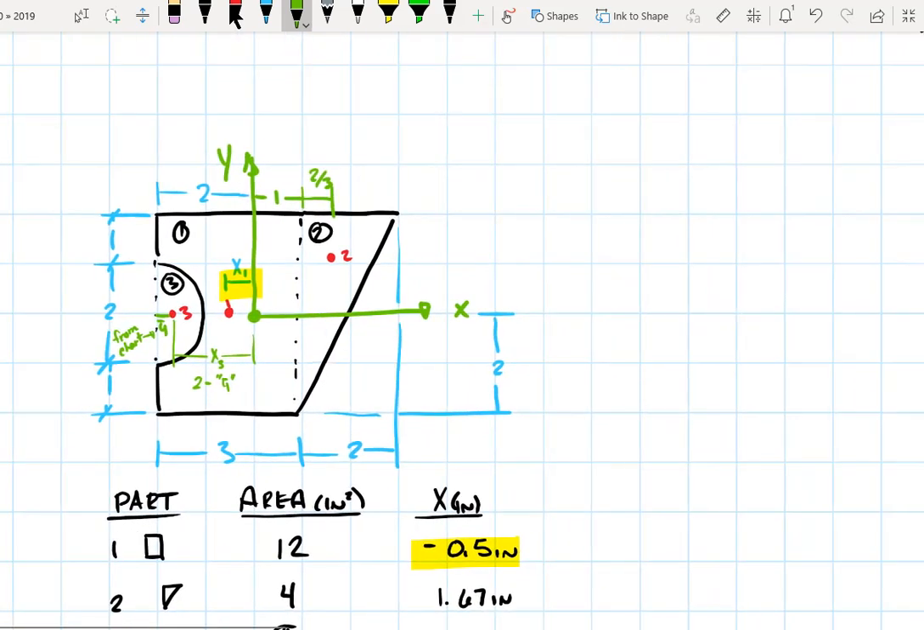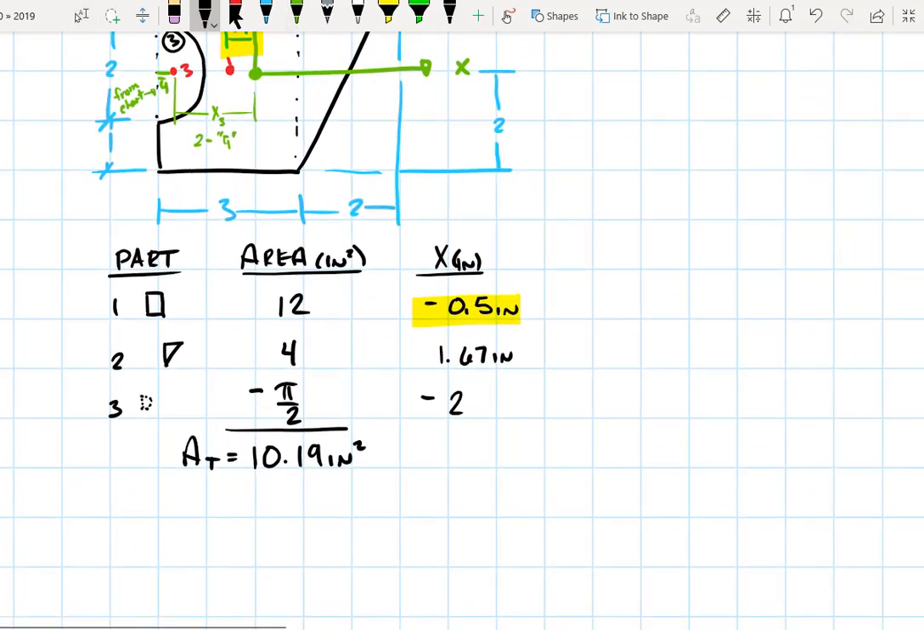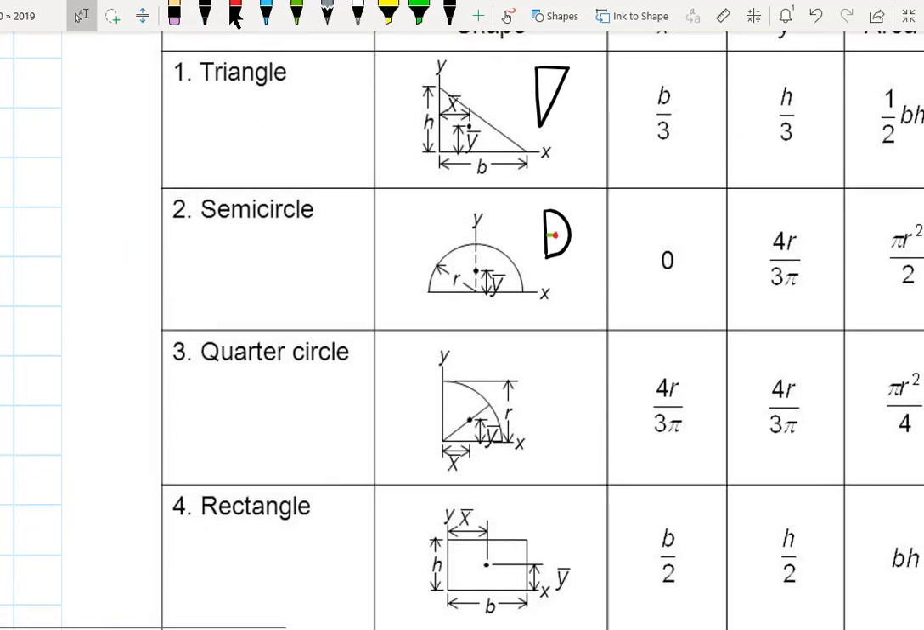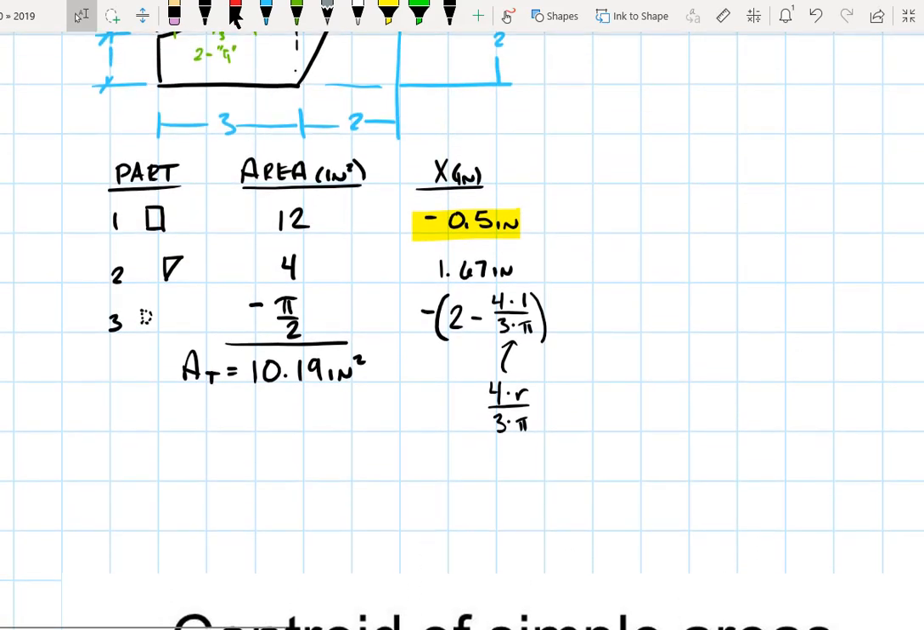All right. So 2, and it's all negative because it's to the left of the negative sign. So negative 2 minus 4, the radius of the circle is 1 over 3 pi. So this equation is 4r over 3 pi, and that's a thing you wouldn't know, where the centroid of a semicircle is, like you would know where the centroid of a rectangle is. So you probably have to go look that up. All right, let's get it back up here. Let's see what that number is.